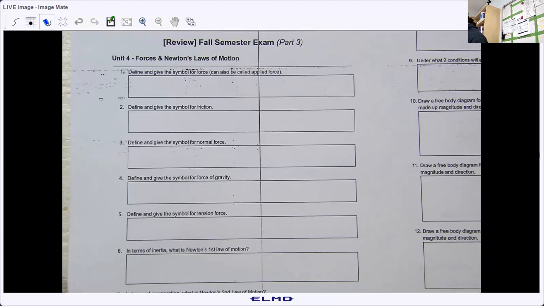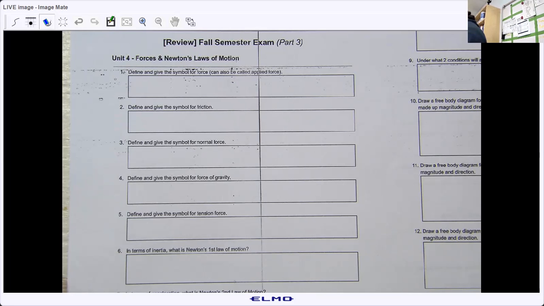All right, so number one says define and give the symbol for force, also can be called an applied force. So if we're just looking at that, we have F, which represents force. And if you want the applied force, you can write A like that. Define and give the symbol for friction. If you're going to say it's like the force of friction, you can just write F of lowercase f for friction.